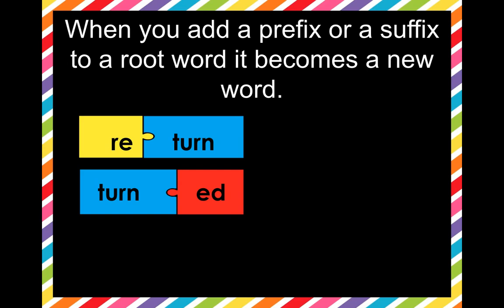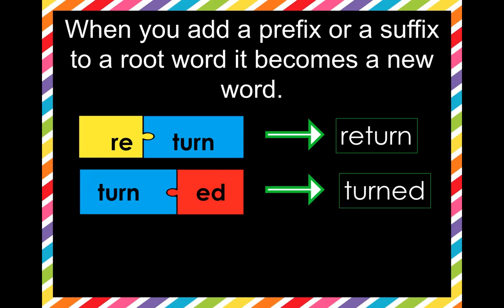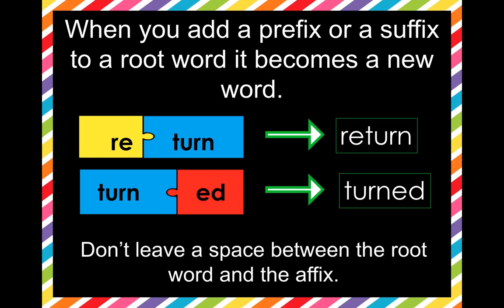When you add a prefix or a suffix to a root word, it becomes a new word. For example, turn becomes return. Turn becomes turned. You never leave a space between the root word and the affix. When you're writing these words, you never leave a space. I wouldn't write it as turn space ed. I would write it all together as turned.